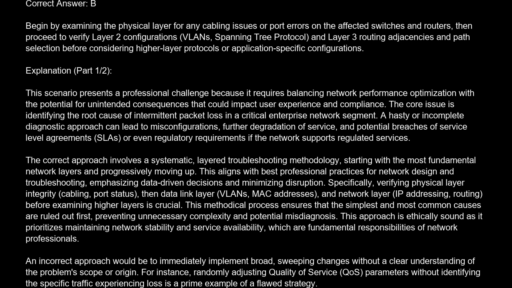A hasty or incomplete diagnostic approach can lead to misconfigurations, further degradation of service, and potential breaches of service-level agreements, SLAs, or even regulatory requirements if the network supports regulated services. The correct approach involves a systematic layered troubleshooting methodology, starting with the most fundamental network layers and progressively moving up. This aligns with best professional practices for network design and troubleshooting, emphasizing data-driven decisions and minimizing disruption.